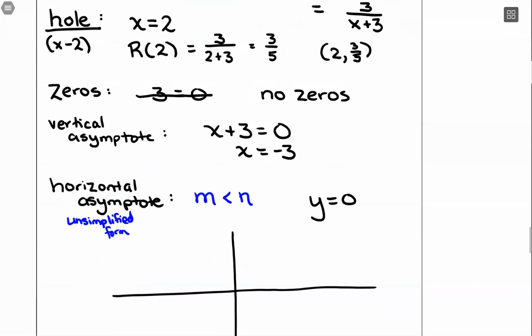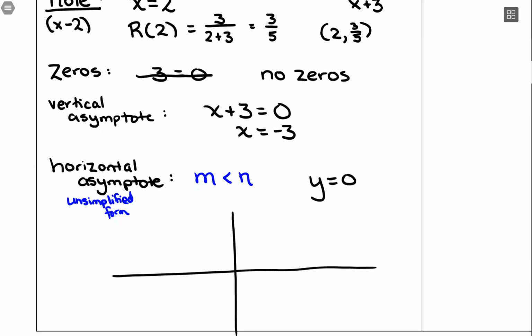So for this graph that we're seeing here, we're going to have, so no zeros. If I think about this 2 3/5 that we're going to be graphing, so that's going to come through as a hole in the graph. So I'm just going to make a little mark there to represent 2 3/5. And then we're going to have a vertical asymptote at -3, so like out there-ish. And then horizontal asymptote is going to be along the x-axis.